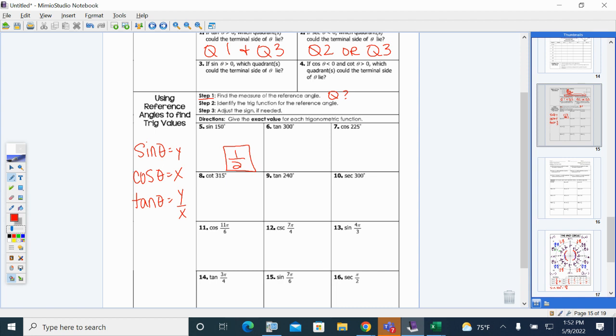So number 6 says tangent. Actually, let me not do number 6. Let me do number, well, I'm going to do number 6. Tangent of 300. So 300 is going to be in quadrant 4, and it has a reference angle of 60 degrees.